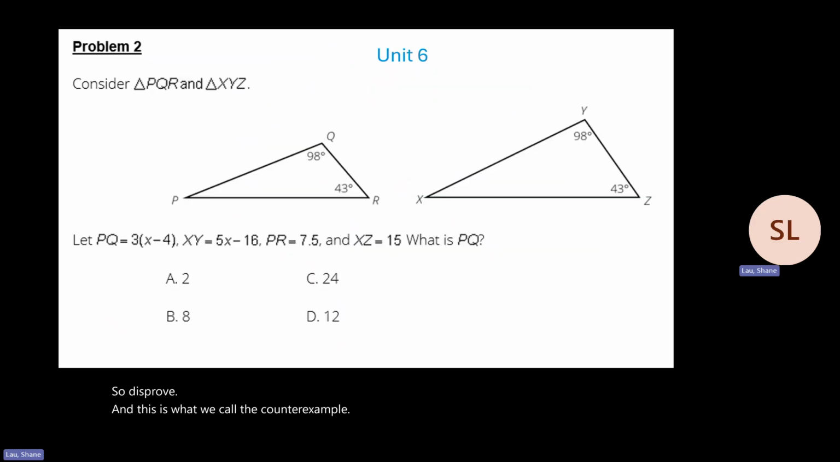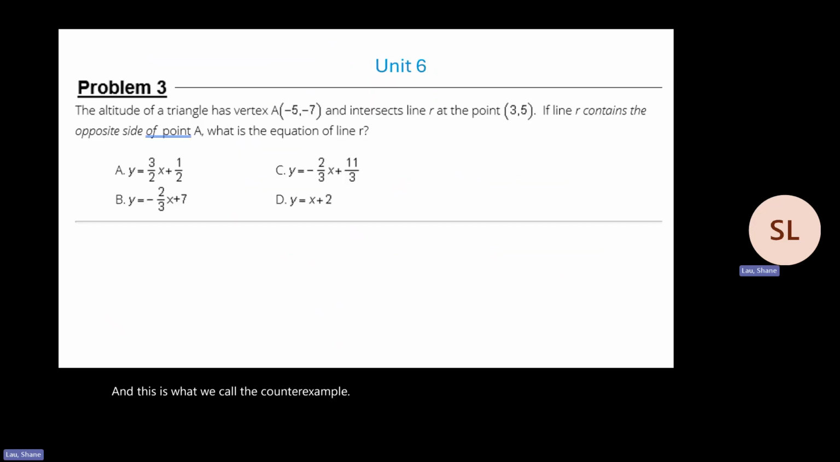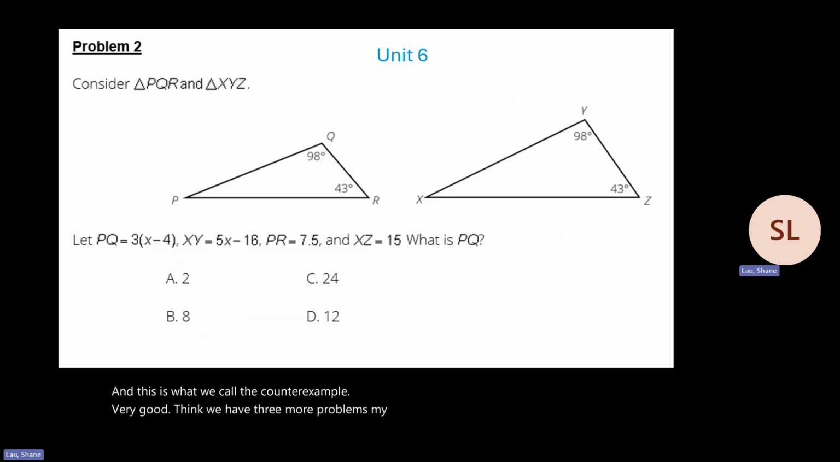Very good. Then we have 3 more problems. Oh my gosh, 4 more problems. Oof. Yeah. Oh, 2 minutes.